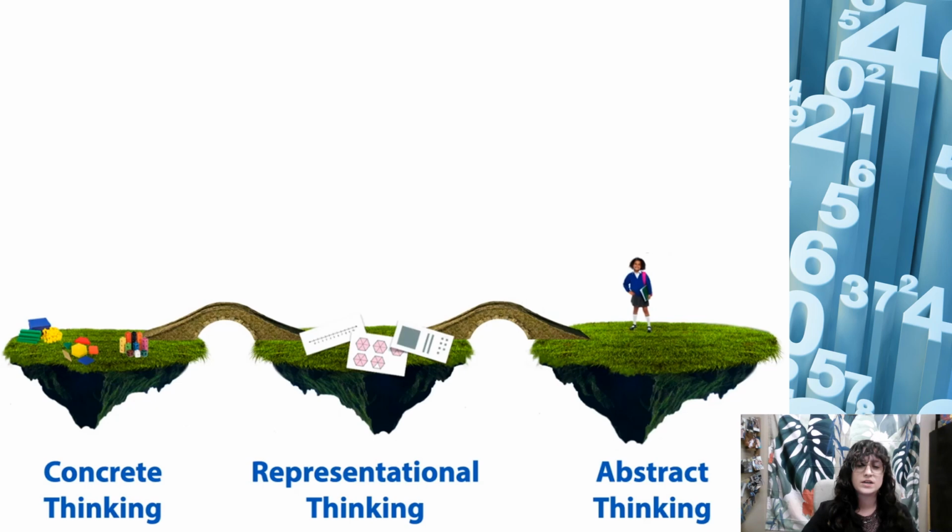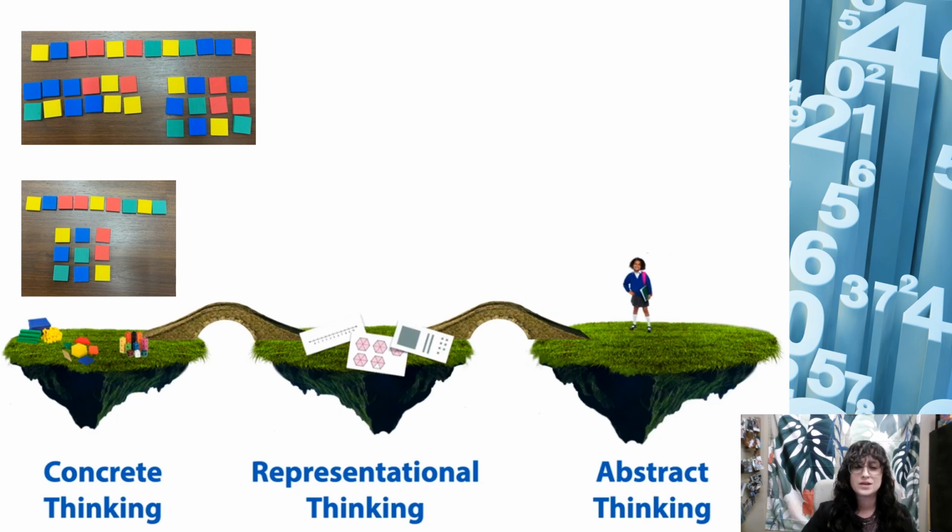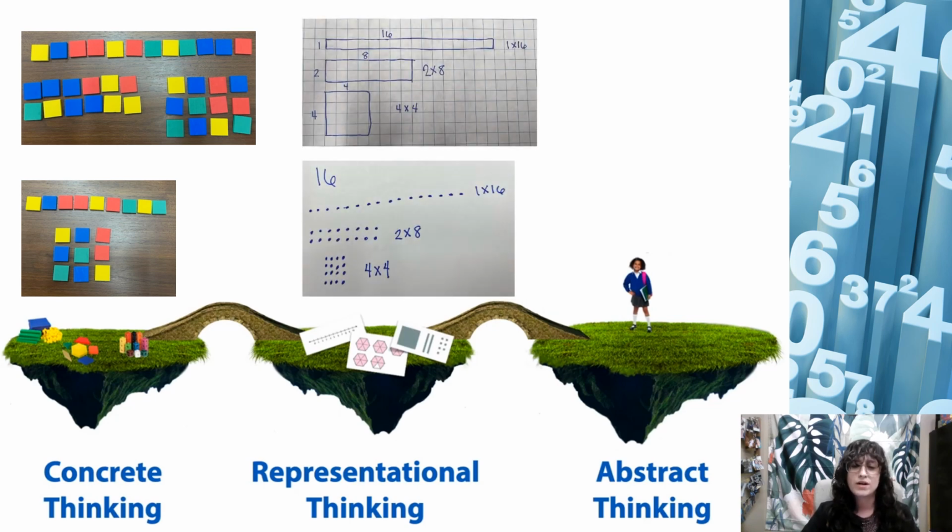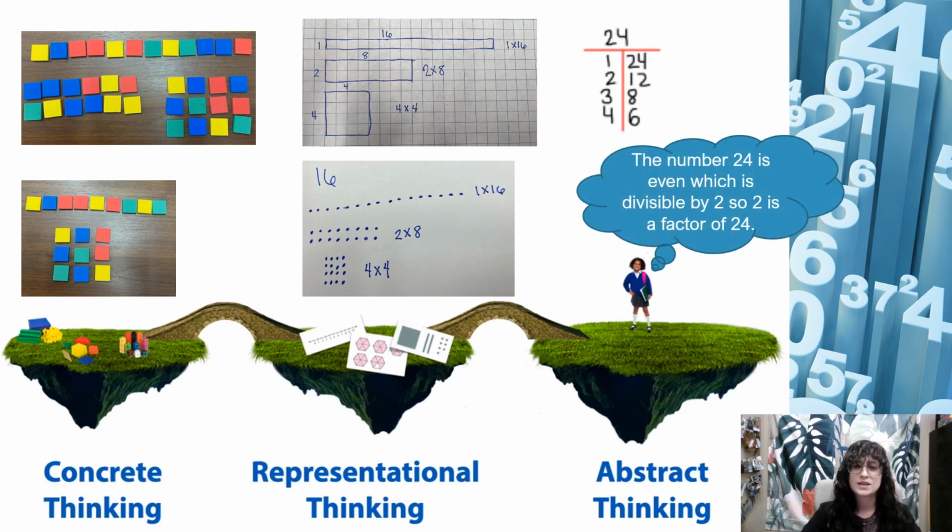As we think about the CRA model with finding factor pairs and determining if numbers are prime or composite, we know we need students to build those concrete models so that they can physically manipulate the tools and figure out all the possible arrangements. Students can also move to drawing on graph paper or using dots to create those arrays, as well as labeling them with equations. They can move to that abstract thinking using the T-chart, as well as some of the divisibility rules. So the number 24 is even, which is divisible by 2, so we know that 2 is a factor of 24.